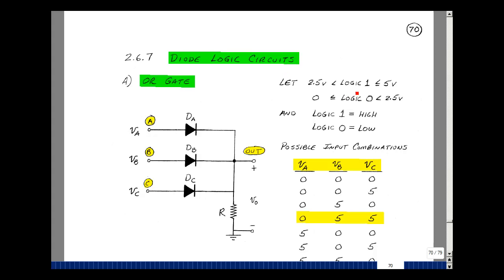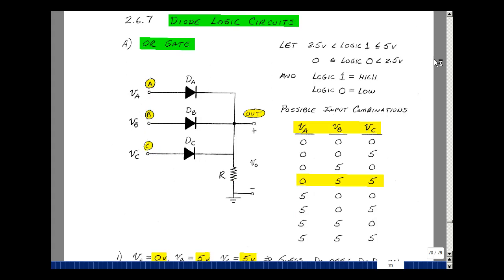Suppose I define a logical 1 or a high level as a voltage that's between 2.5 volts and 5 volts, and a low level or logic 0 between 0 volts and 2.5 volts. Suppose I have this circuit here with 3 non-ideal diodes and a resistor and 3 possible inputs. Our inputs will just be two levels, either in this case 0 and 5, and then we'll see what the output is and see where it falls in our inequalities.